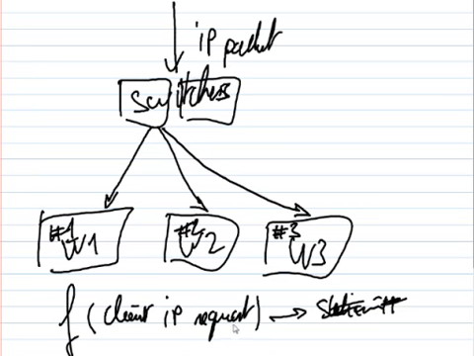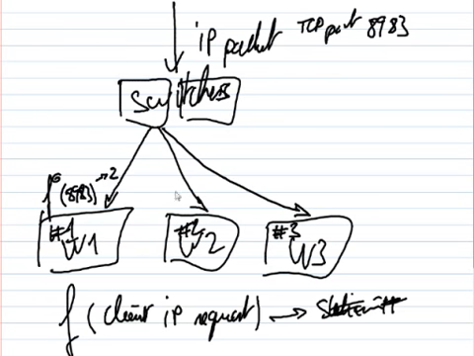The function takes as parameters like the client TCP port. So let's say TCP port is 8983. So the function of 8983 will return 2. This server will also calculate it, 8983, and it will get 2.